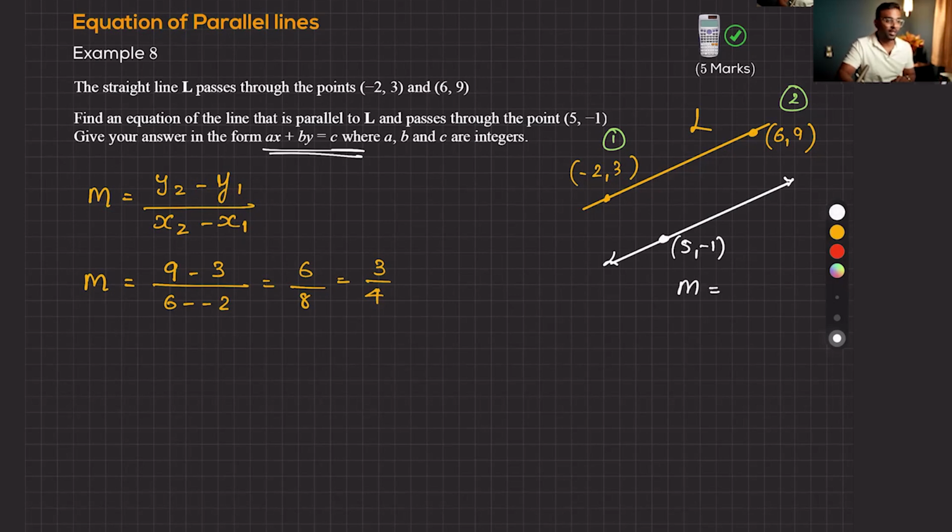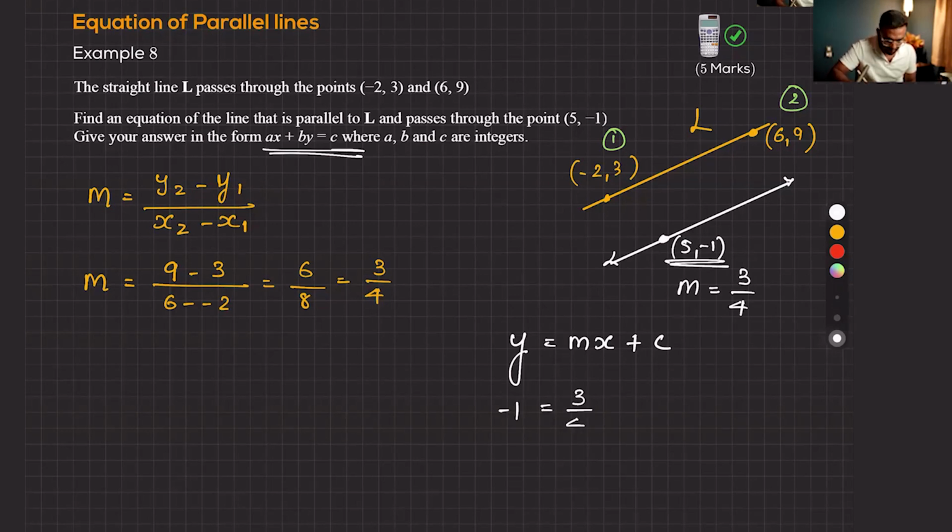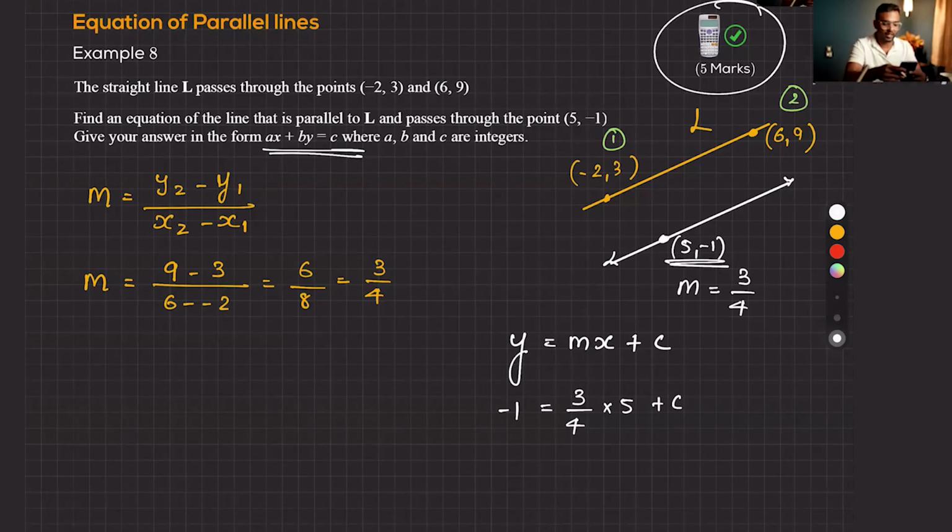The gradient of the white line would be the same gradient. Yes, it would be. The gradient of the white line is 3 by 4 as well because it is parallel. Now we will use the general form y equals mx plus c, and we will replace the m and this coordinate here. So we will have minus 1 equals 3 by 4 times 5 plus c. Put that in your calculator. This isn't a calculator paper, so you can use your calculator.